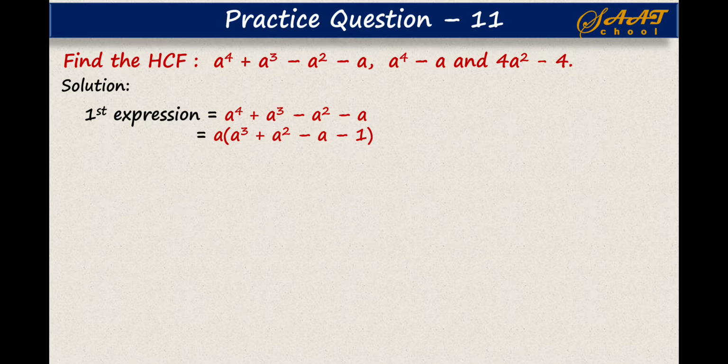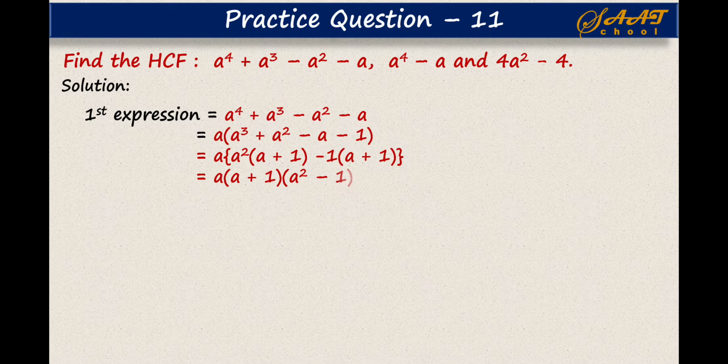Now again looking at the first two terms inside that, a cube plus a square, here a square is common. So that can be written as a square (a plus 1). Looking at the last two terms, we have minus 1 common, and that gives (a plus 1), which can be written as (a plus 1)(a square minus 1). Now a square minus 1 is in the form of a square minus b square. So that gives us (a plus 1), and again (a plus 1)(a minus 1), that is from a square minus 1.